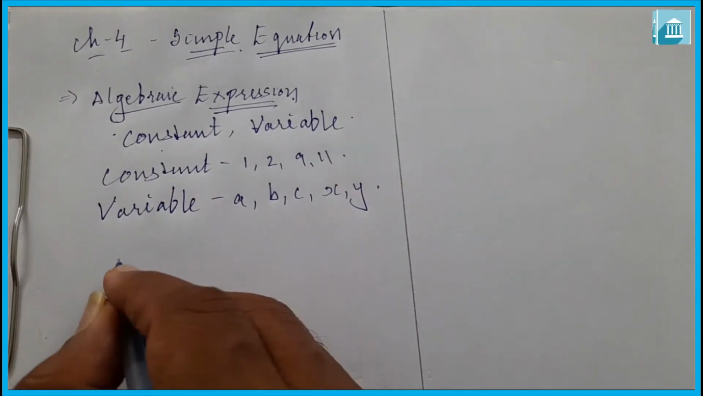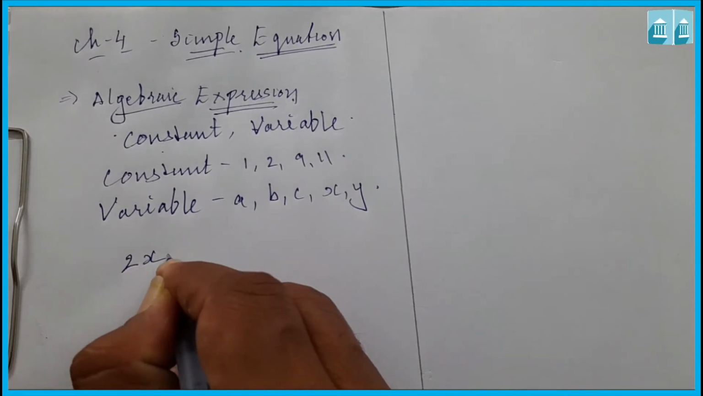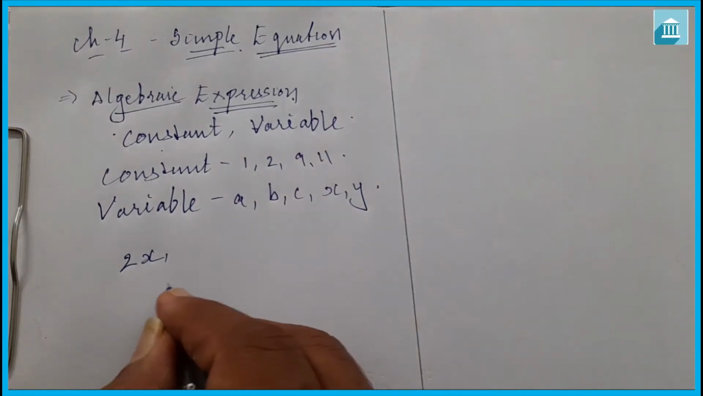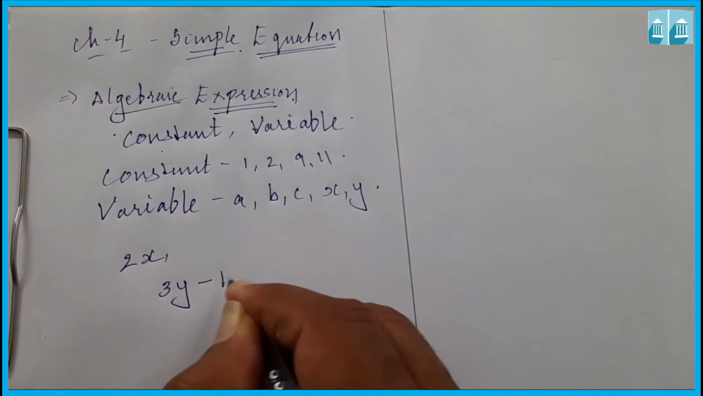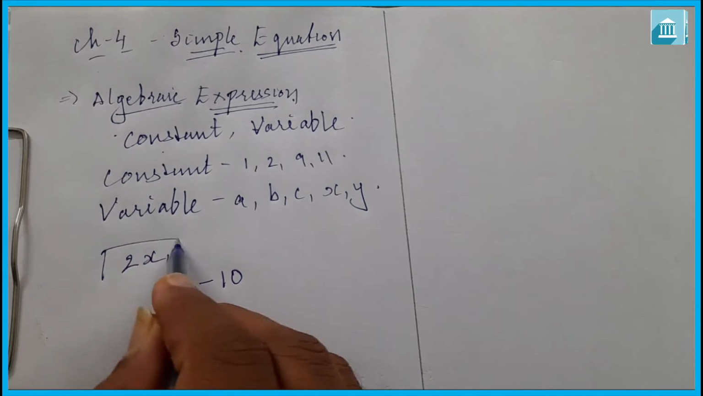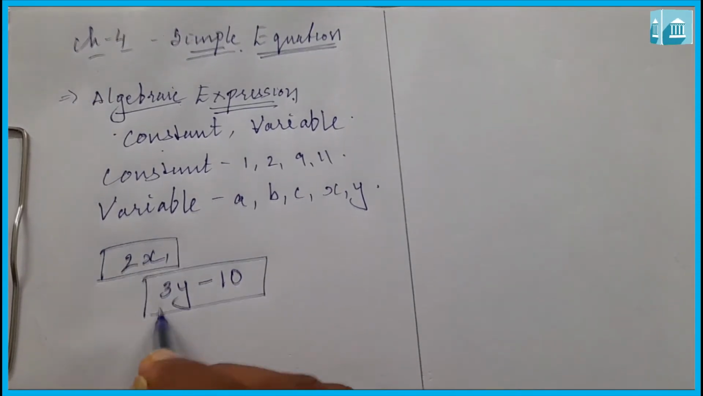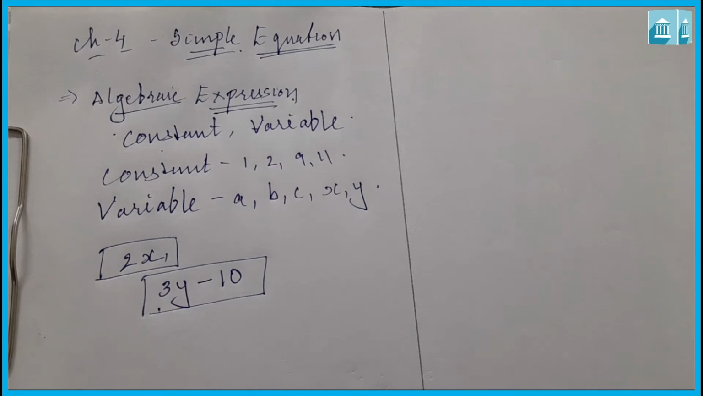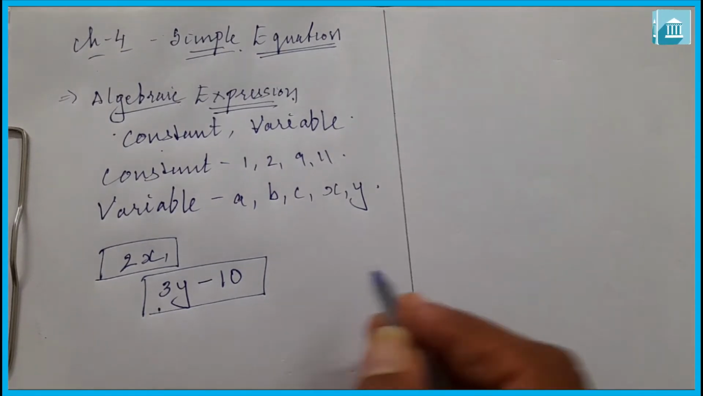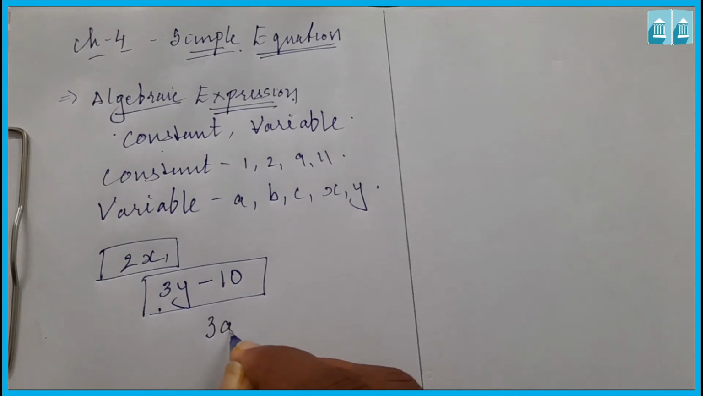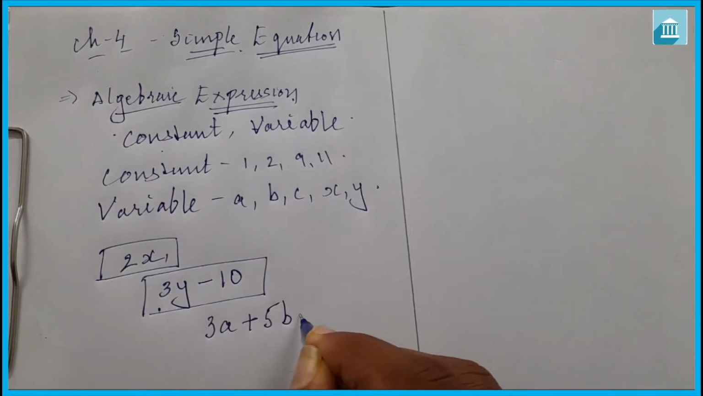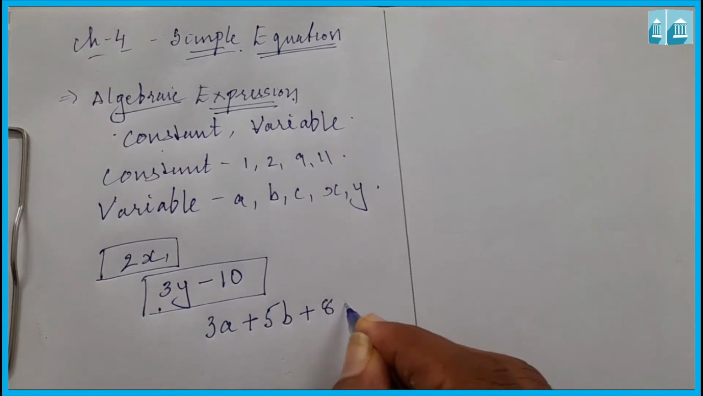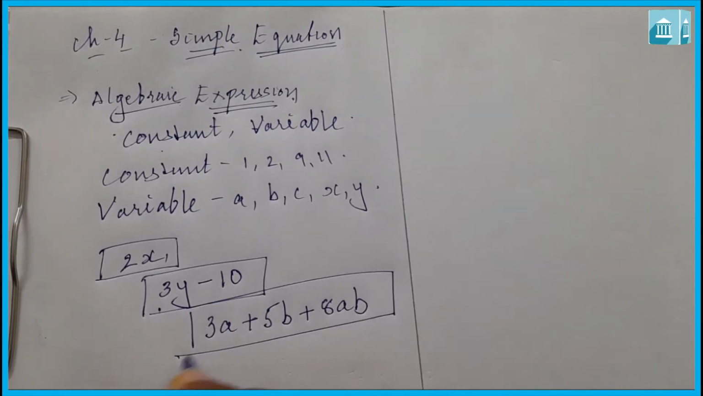So what will algebraic expressions be? Suppose we can write 2x, this 2x is your algebraic expression, or you can write 3y minus 10. This 2x is one term, 3y minus 10 is your other term. So these are all algebraic expressions. Or you can write 3a plus 5b plus 8ab. This is also an algebraic expression. So these are all the expressions which we had learned.